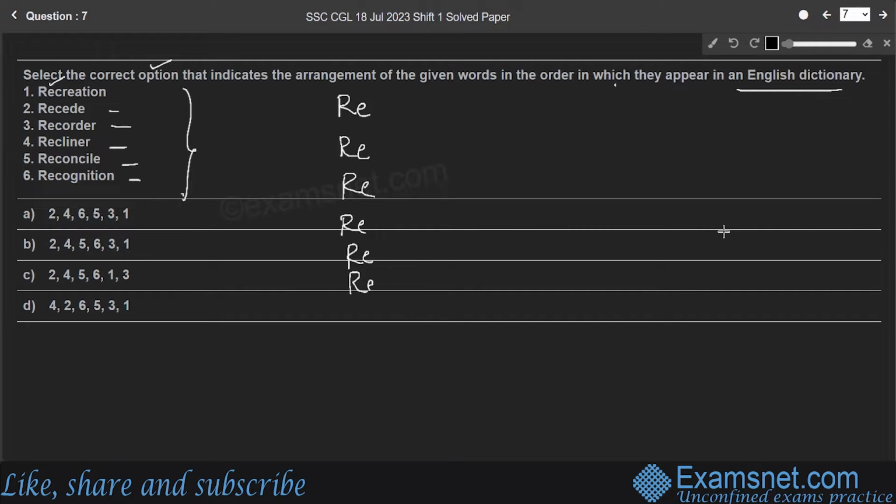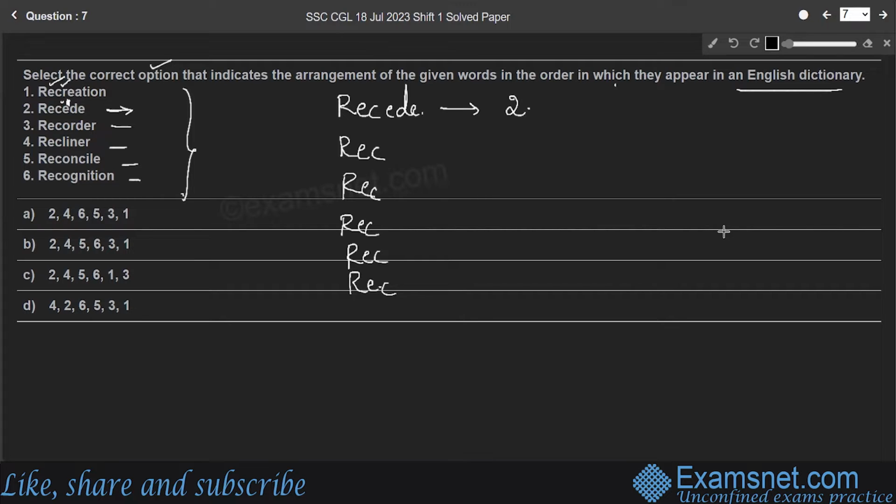So 6 words are there, so we'll write 6 times. Therefore, their arrangement according to English dictionary depends on the third letter. In each word, third letter is C. We'll write third letter as it is, R-E-C. 3 letters are common, so look at the fourth letter in each word. Here, fourth letter in the second word, recede, is E, which comes before the remaining fourth letters. Therefore, recede comes first compared to the remaining words.